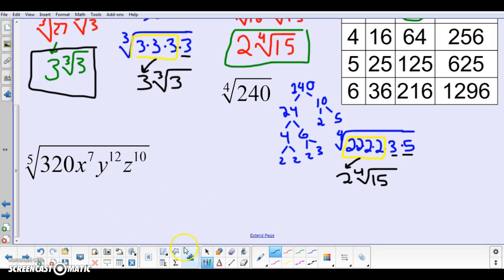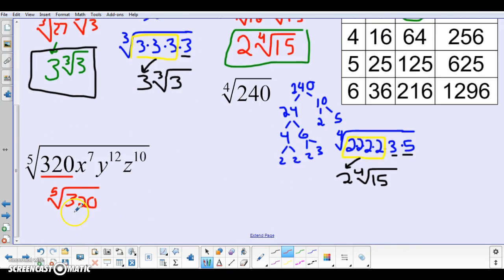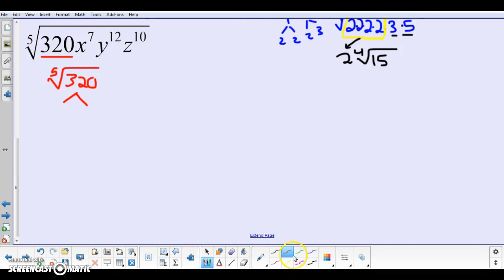So first method, I'm going to look at just the number itself, the 320 part, and think to myself, how do I simplify the fifth root of 320? Any perfect fifth powers? Well, my table doesn't have the perfect fifth powers, which is kind of too bad. But maybe I know that 32 is 2 to the 5th. That would be useful. Let me check it out to make sure. 32 times 10 is what I'd have going on there. So I'd have the fifth root of 32 and the fifth root of 10. The fifth root of 32 is indeed 2 because 2 to the 5th power is equal to 32. So I have 2 times the fifth root of 10.